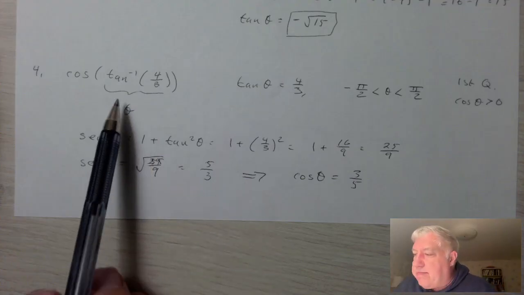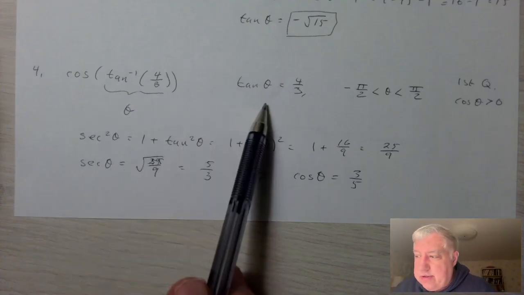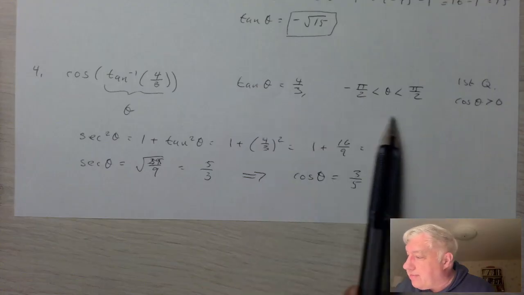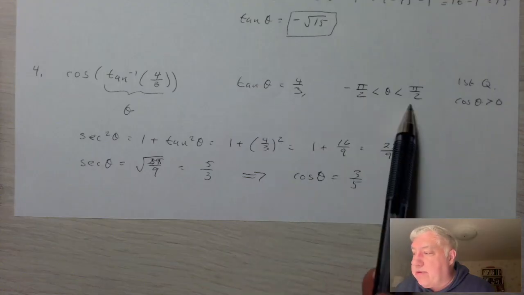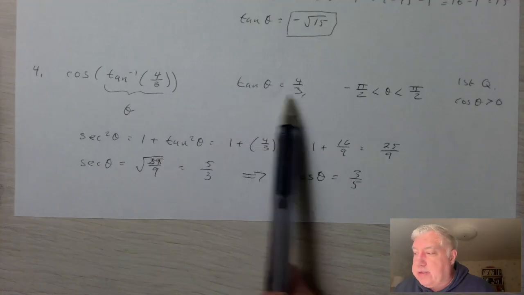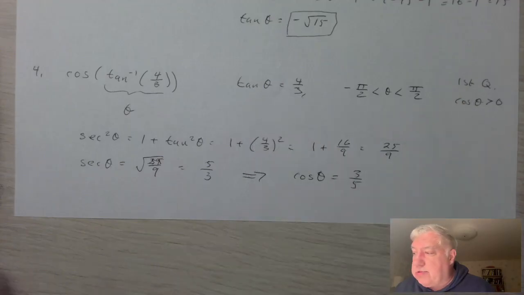Hopefully you'll let theta be the inverse tangent of 4/3. So tangent of theta is 4/3, and theta is either in the fourth or the first quadrant. But because the tangent is positive, it must be in the first. So the cosine is positive.